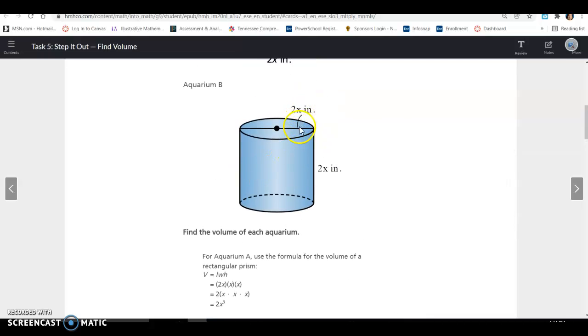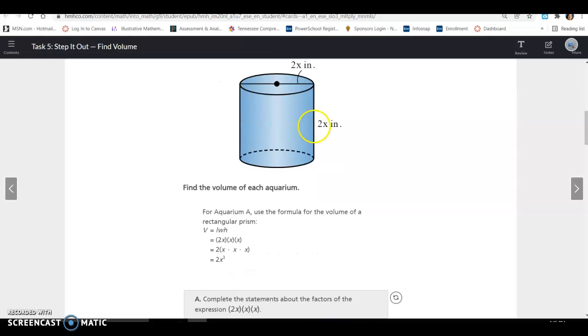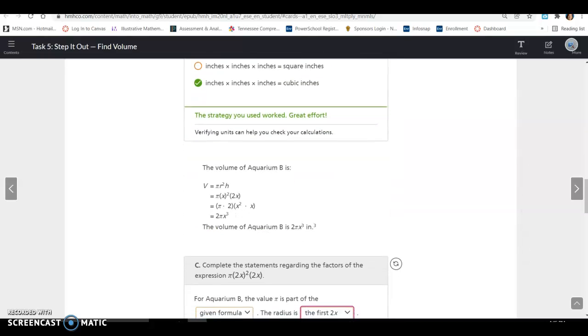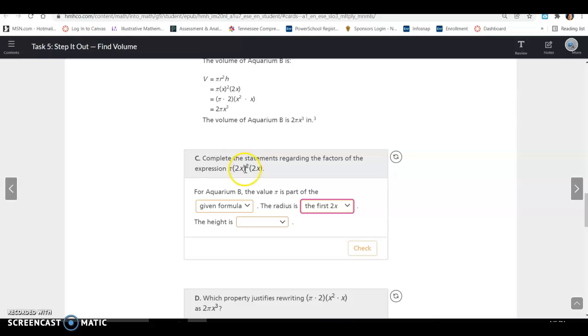Okay, there's a line pointing here. I don't know if that's the whole diameter or the radius. Remember, diameter goes all the way across. Radius is just from the center to the edge. So it's pointing here, so I'm not sure. We'll go with it. All right, so the first 2x, so it's pi r squared h. So this should be my r squared, and the height is 2x as well.